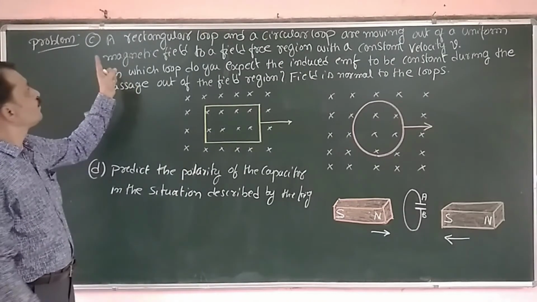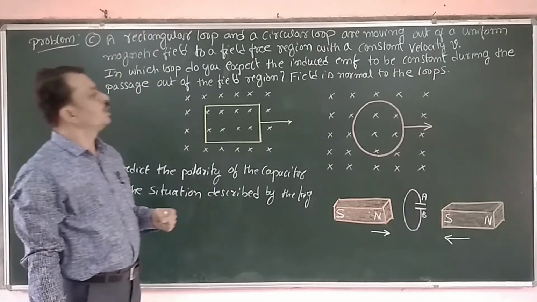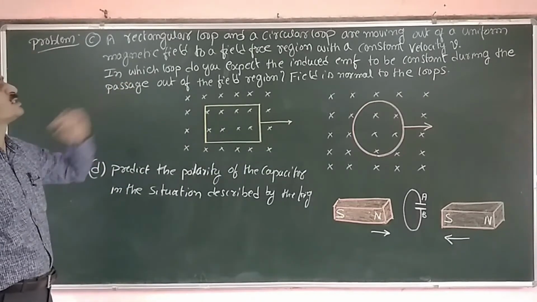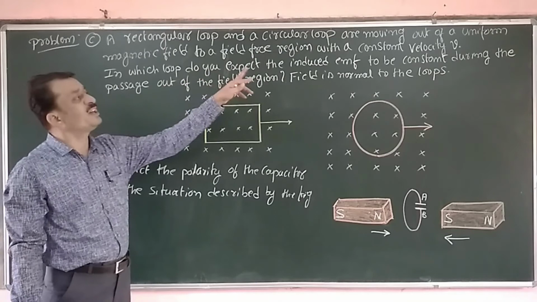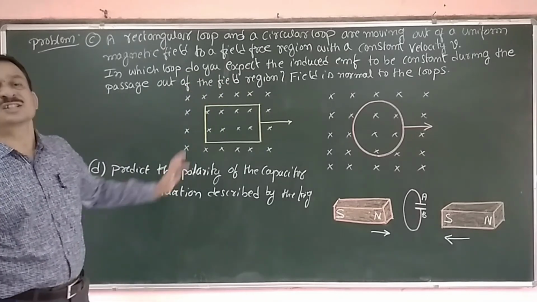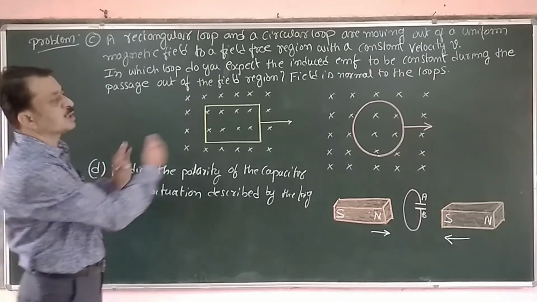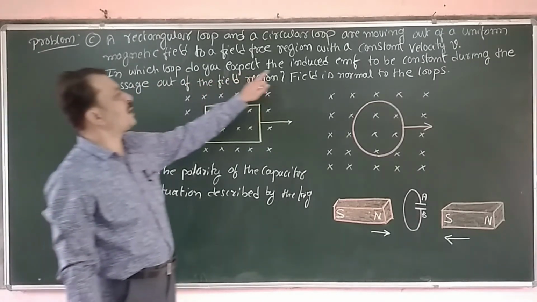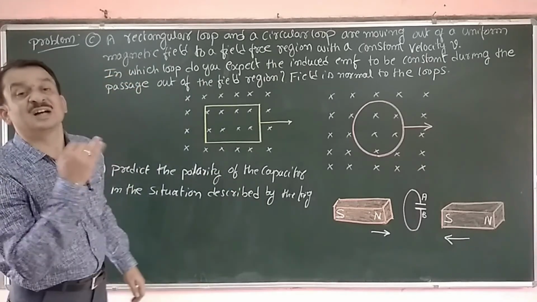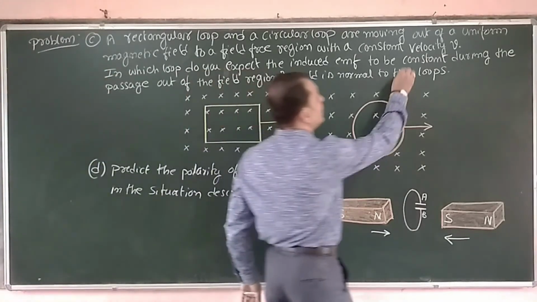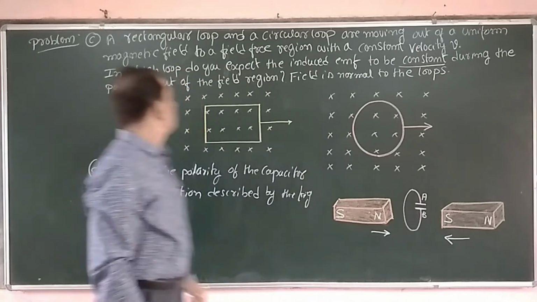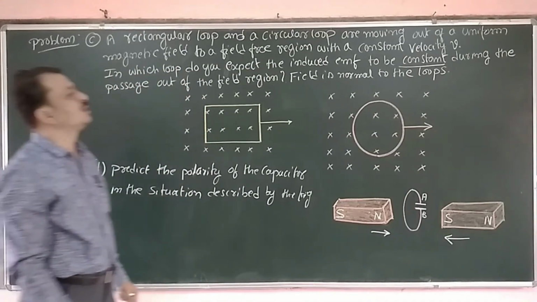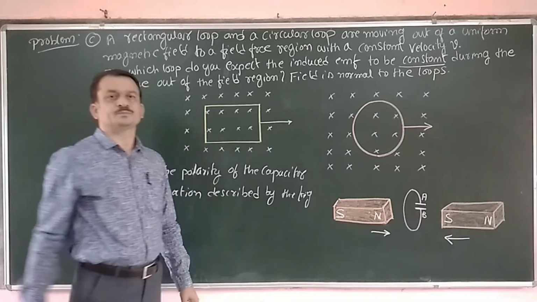So problem C: a rectangular loop and a circular loop are moving out of a uniform magnetic field region to a field free region with a constant velocity. Both are moving with a constant velocity. In which loop do you expect the induced EMF to be constant? The EMF is to be constant. During the passage out of the field region, the field is normal to the plane of the board.